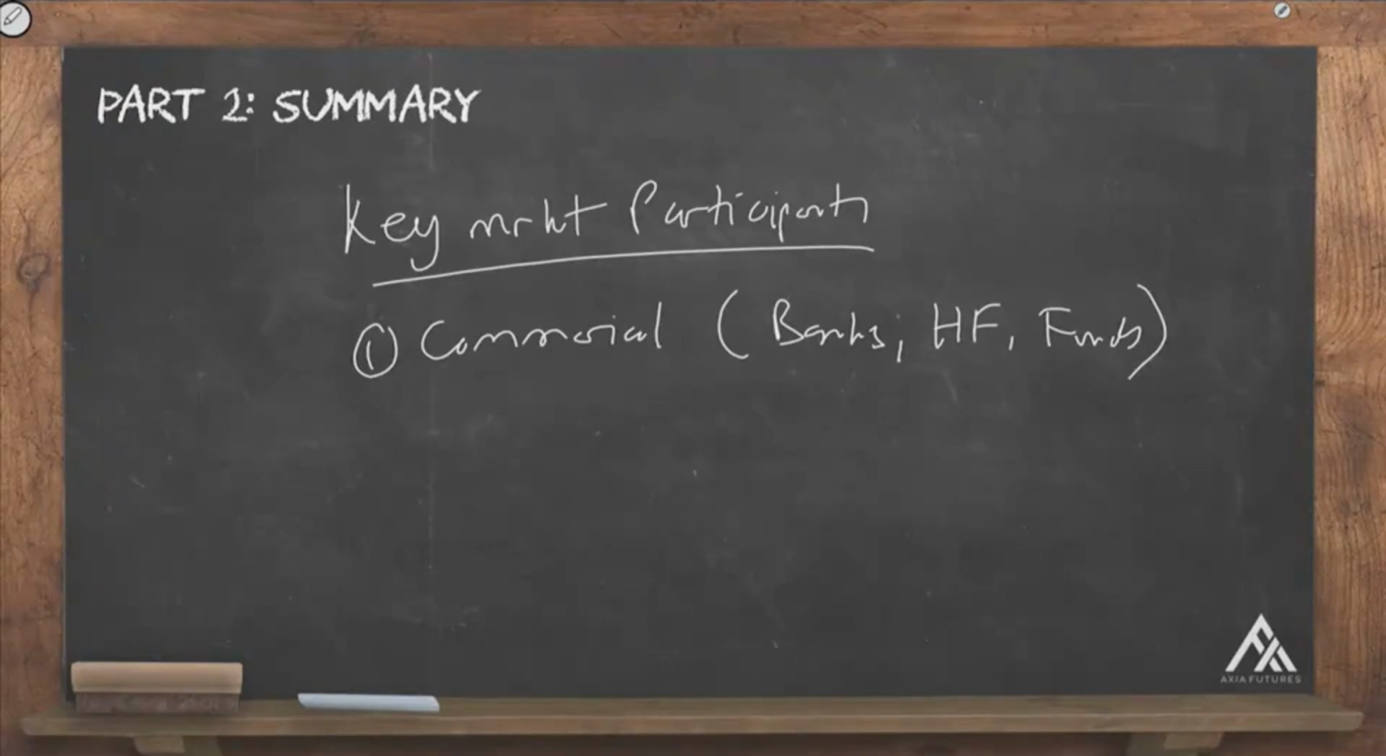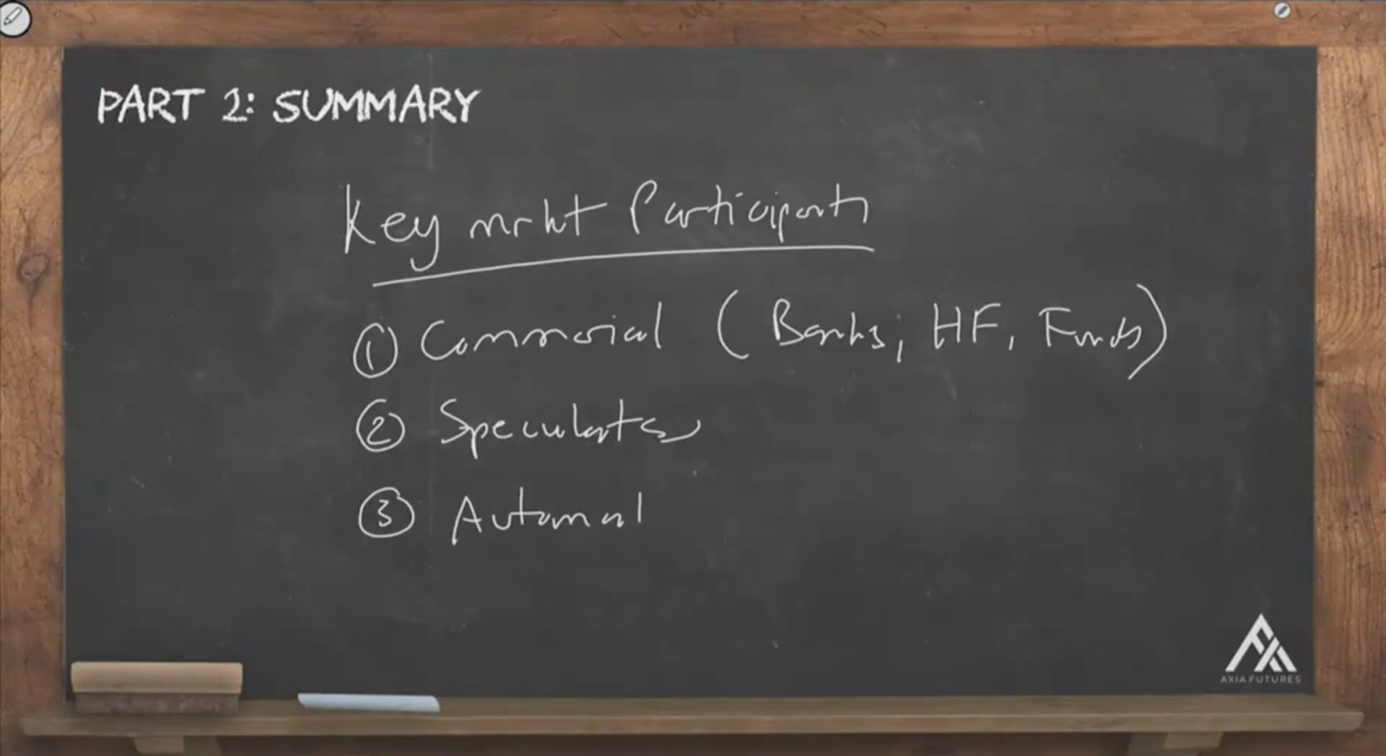We then said that our second category is the speculators, or the speculative market. This will include hedge funds to an extent, maybe some banks, a lot of local day traders, and a lot of algorithmic strategies. And then in our third category, we spoke purely about automated strategies.